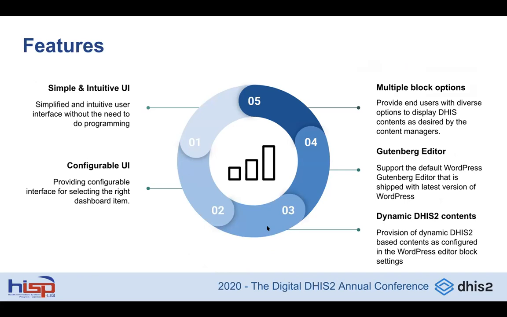So the key features of the app: we wanted the platform to have a simple and intuitive user interface, without the need of any programming for the end users out there, a configurable UI, and also multiple block options within the website. This comes with the inbuilt default Gutenberg block editor of WordPress, and allows you to add any content from the DHIS2 dashboard within the website.